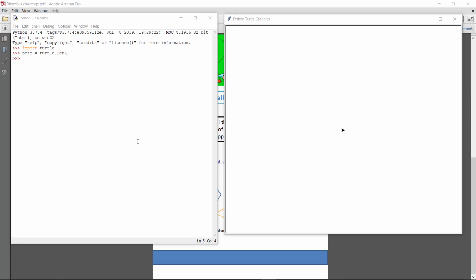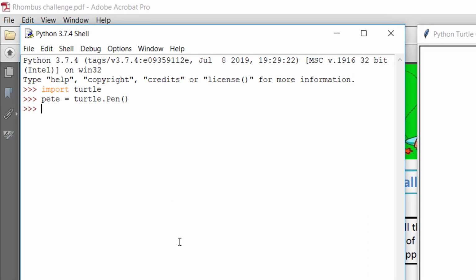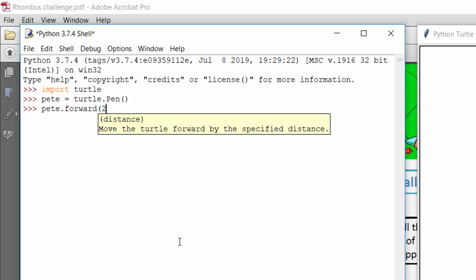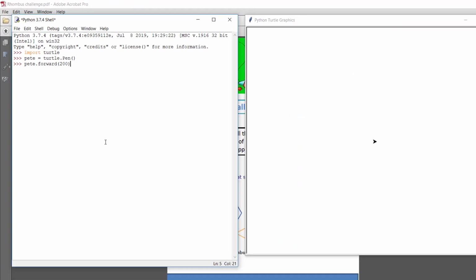Okay, and I've already opened up a Python shell and I've opened up our Pete the Turtle module over here, like so. So let's start coding our rhombus. Now remember that the four sides are equal. So that's going to make it quite easy as well. So we're going to start drawing our side. So let's make it 200 steps like that.